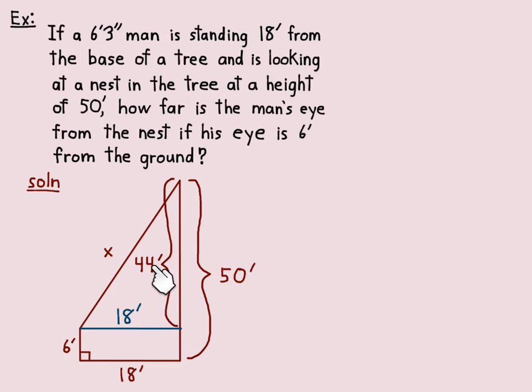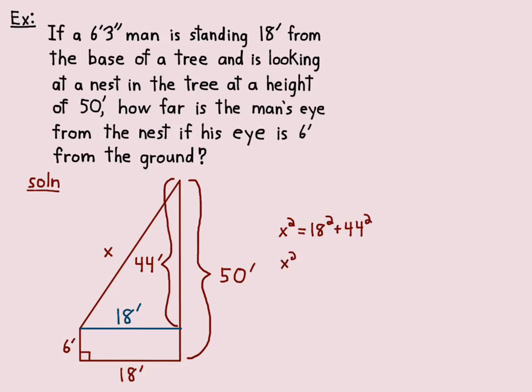So 6 plus 44 is 50, right? So this was 50 minus 6, 44 feet. So the triangle's two legs are 18 feet and 44 feet. And so from that I can find the length of the hypotenuse, right? Because 18 squared plus 44 squared equals x squared.